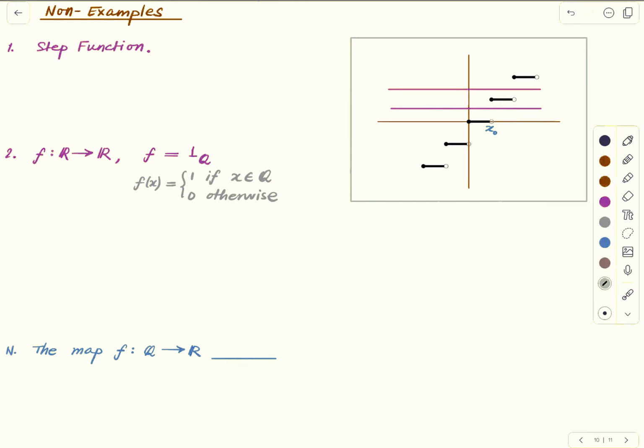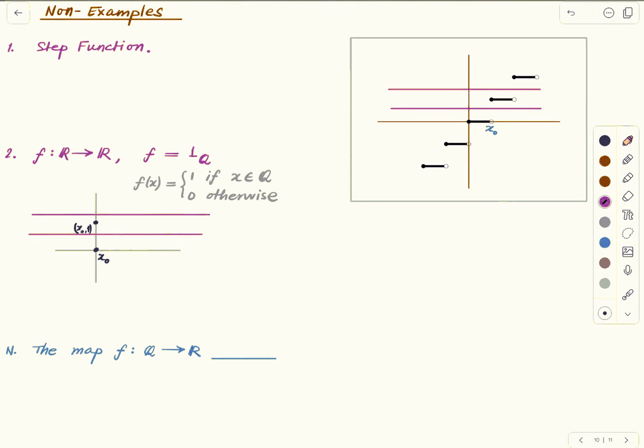There's no way I can draw the graph of this function, but hopefully I will be able to explain why this is not continuous. So let's talk about the origin. Let's try to see why it is not continuous at the origin. So x0 is equal to 0. And the value at x0 is 1. So this is our corresponding point in the graph of f. And we make an epsilon band where epsilon is small. Let's say epsilon is half. So this is our epsilon band.